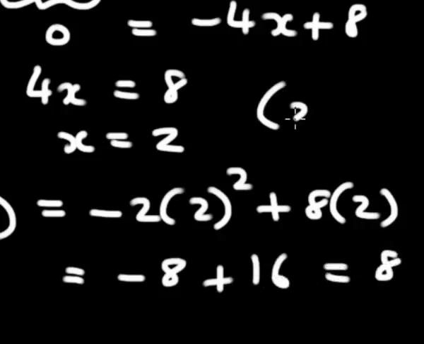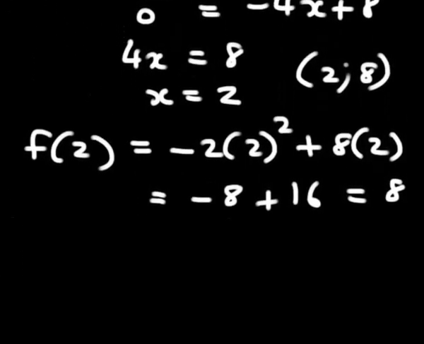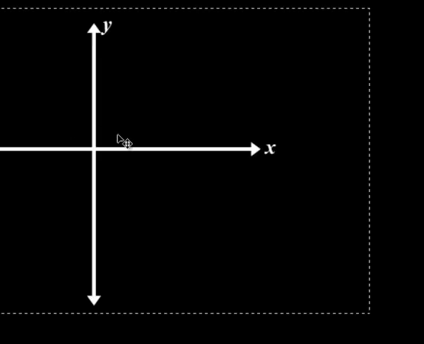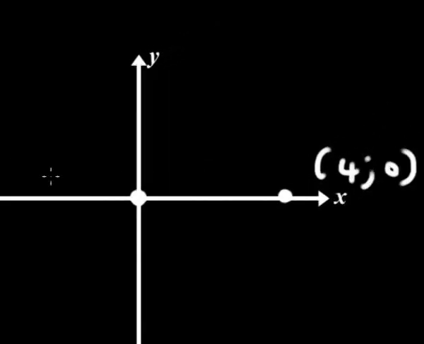So the turning point is at (2, 8). Okay, let's draw the parabola quickly and see what it's going to look like. Let's get some axes here. There we go. And what we're going to do is plot these points quickly. So the parabola cuts at 0 and at 4. Okay, there it is. The x-intercepts are 0 and 4.